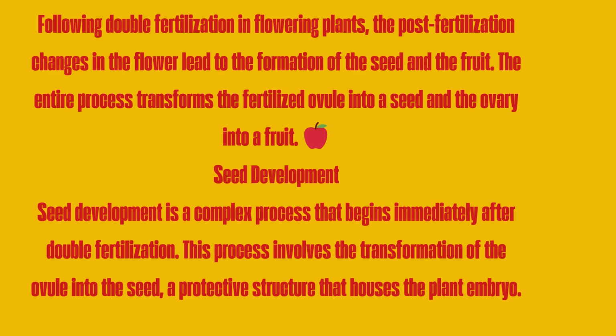In double fertilization in the flowering plant, the post-fertilization changes in the flower lead to the formation of the seed and the fruit. The entire process transforms the fertilized ovule into a seed and the ovary into a fruit. Now, seed development. Seed development is a complex process that begins immediately after double fertilization. This process involves the transformation of an ovule into a seed, the protective structure that houses the plant embryo.